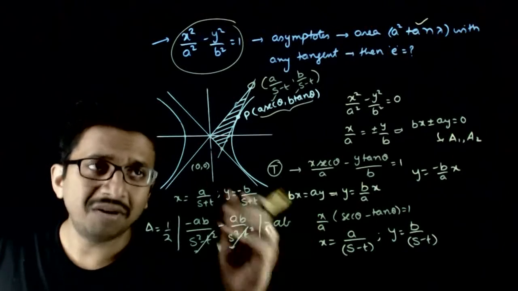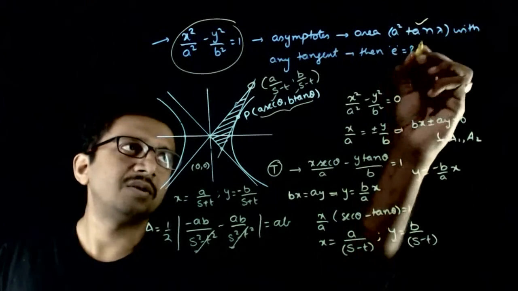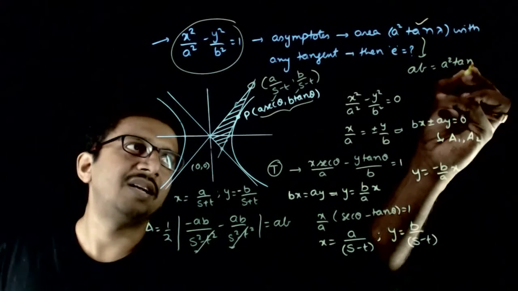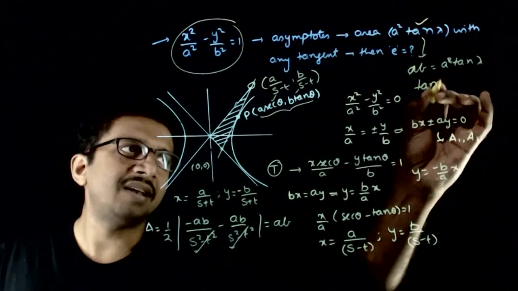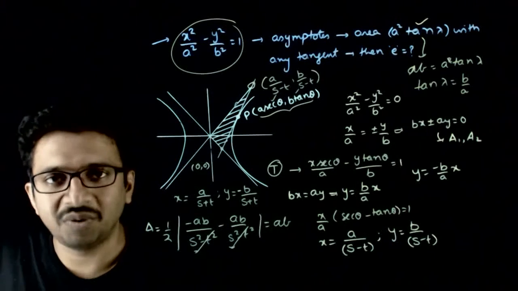But according to the given information, this ab should be equal to a square tan lambda. So ab is equal to a square tan lambda. A and a get cancelled. So tan lambda is equal to b by a.